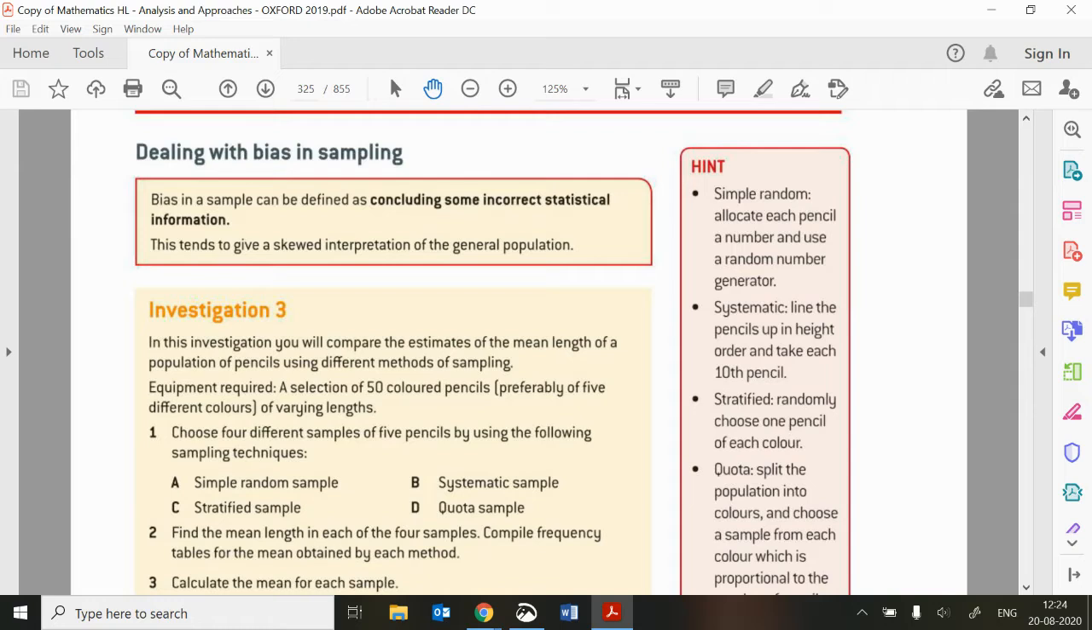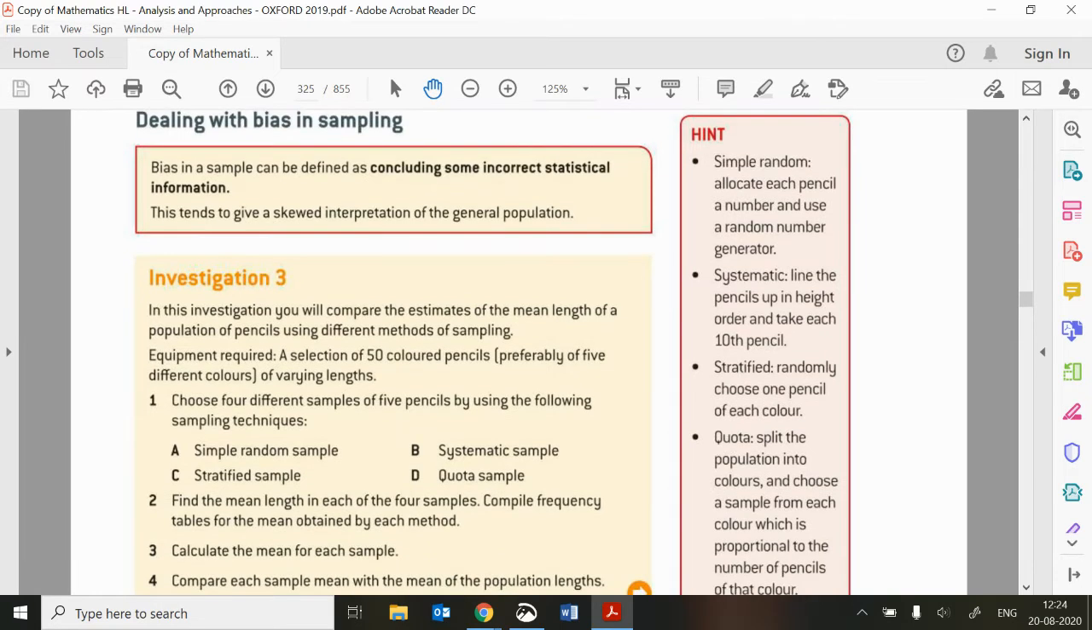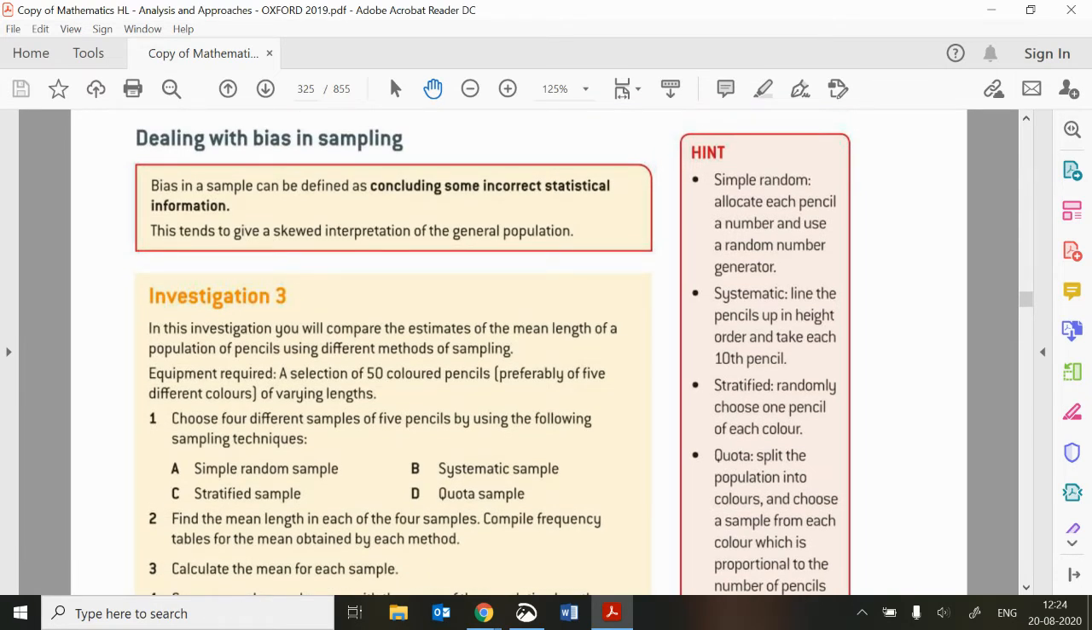There is a little box at the top, though, which talks about what bias is. Most people have some sense of what bias is, but the definition they give is that bias in a sample can be defined as concluding some incorrect statistical information. So we are manufacturing the sample in such a way that we get a conclusion from the data which is incorrect. And this tends to give a skewed interpretation of the general population.